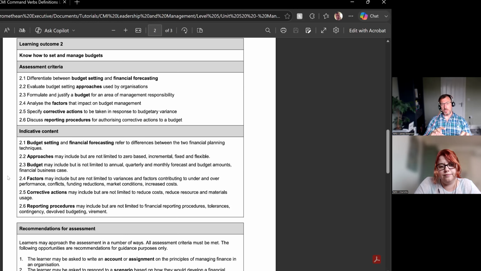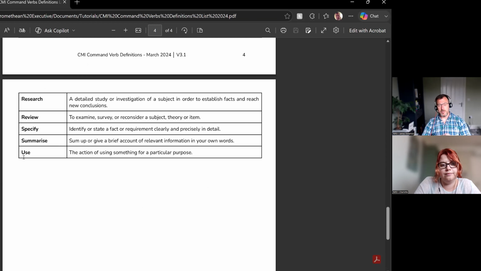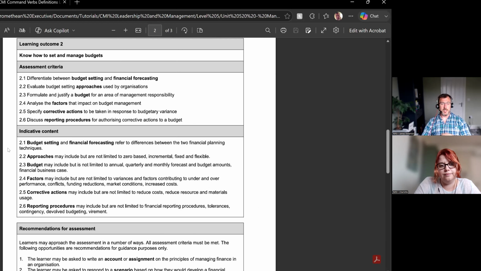I think here what I'd do is take at least one example of budgetary variance, a specific one, and then specify the kind of corrective actions that would be taken in response to that. To specify, this is a command verb here, means to identify or state the fact or requirement clearly and precisely, but in detail. So I think to specify the action, I would also include not just what you'd intend to do, but why is that? Or what's your rationale behind the decision, just to make sure that you've got that detail underneath it.